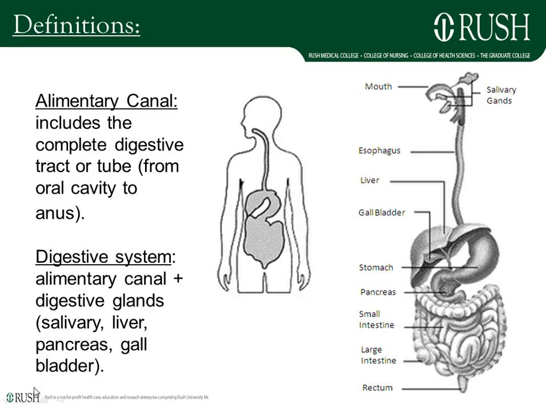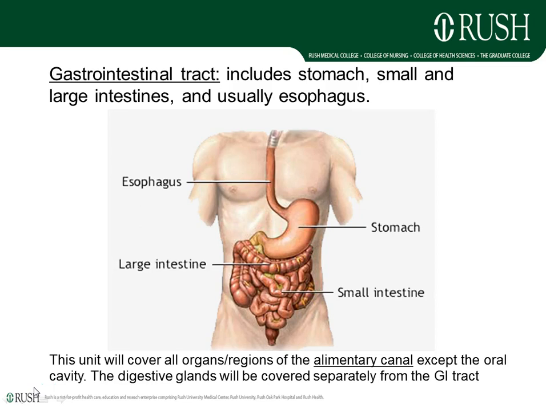The alimentary canal includes the complete digestive tract, or tube, all the way from the oral cavity to the anus. The digestive system is that entire alimentary canal plus the digestive glands, such as salivary, liver, pancreas, and gallbladder, which all add secretions that are functioning within that system. The gastrointestinal tract includes the stomach, the small intestines and large intestines, and generally the esophagus.